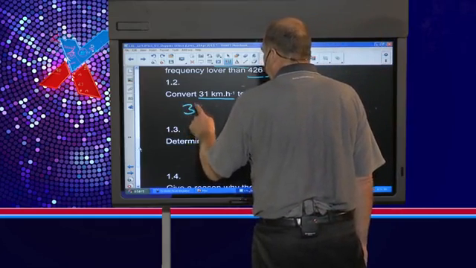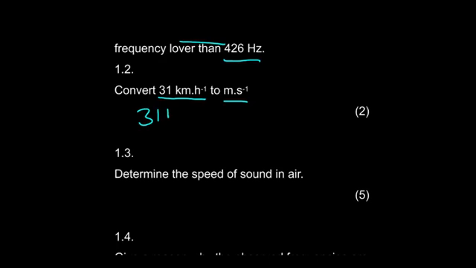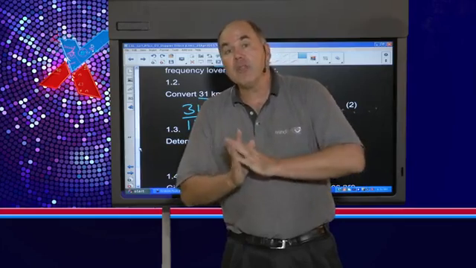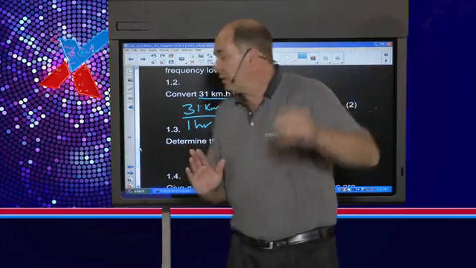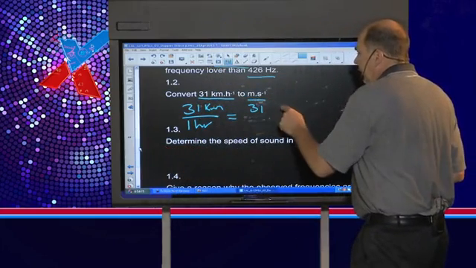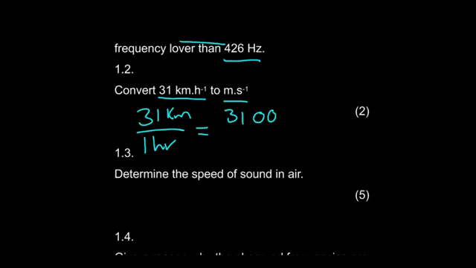The way I like to do it is I put 31 and I write kilometers, and on the bottom I put 1 hour. That's 31 kilometers per hour. We cool with that? Next thing, what must we change kilometers to? Well, we must change kilometers to meters. So how many meters are there in 1 kilometer? We know that there are 1,000 meters in 1 kilometer, so I must multiply 31 kilometers by 1,000. That gives me 31,000 meters.